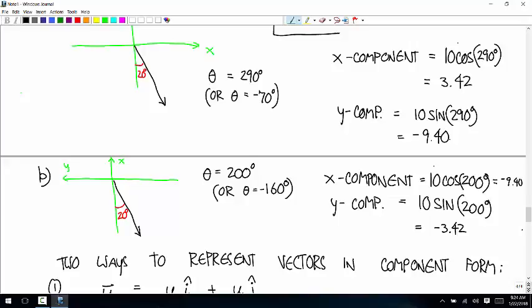So that's what we're doing when we do this, finding the components. Here, you're doing exactly the same thing, just putting the tail at the origin and then finding the coordinates of the head of the vector.